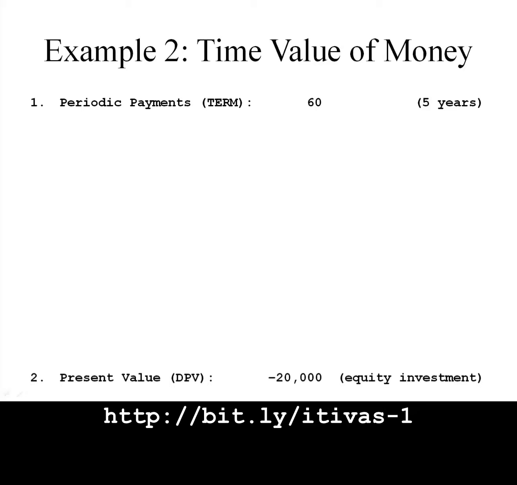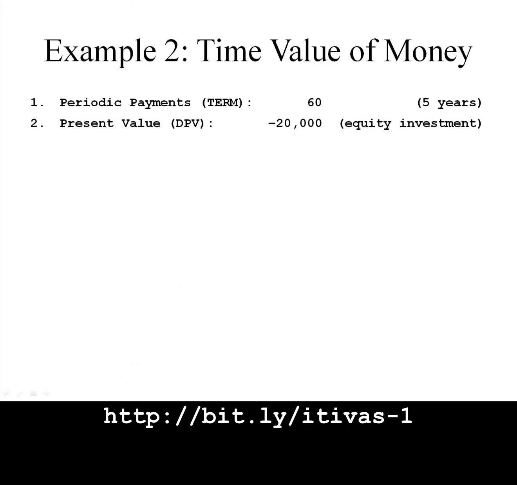Example 2, time value of money. Periodic payments, 60. For 60 months, that's 5 years. Present value, the debt present value, negative 20,000. This is an equity investment in a cash flowing asset. Periodic payment is 400. It's the monthly net income from the positive cash flow asset.